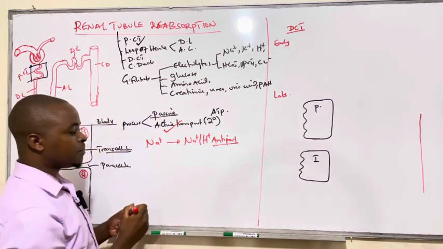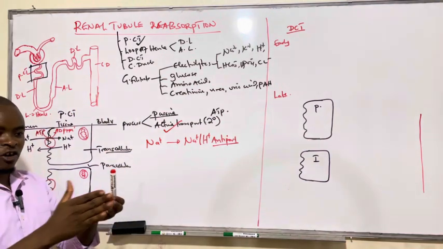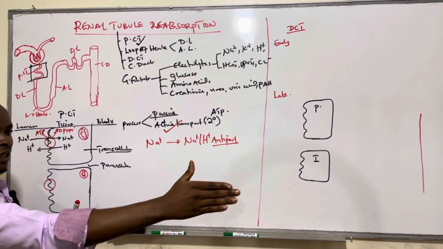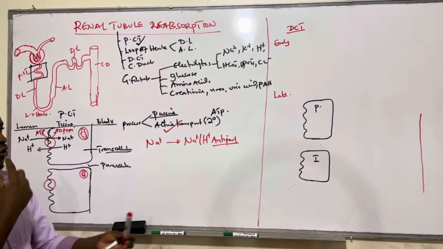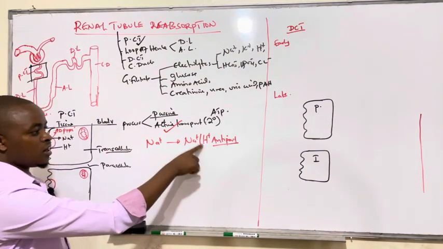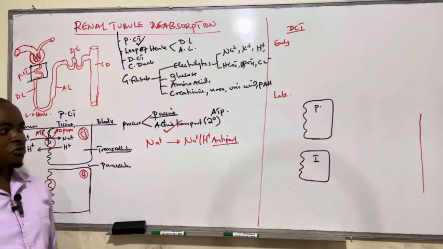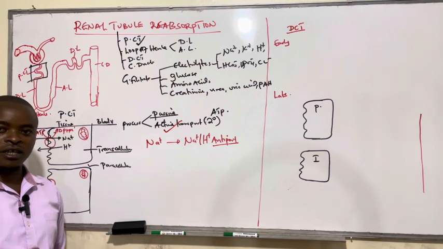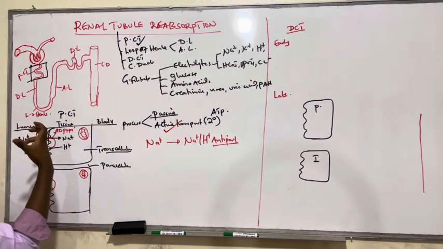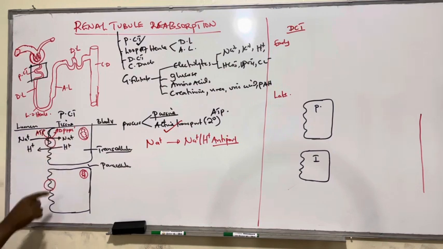We call it antiport because they are moving in opposite directions. We are seeing that as sodium is being reabsorbed, it is exchanging with hydrogen. So we call it an active transport known as the sodium-hydrogen antiport, which is a form of secondary active transport. That is how we are able to reabsorb. And we are seeing the majority of sodium being reabsorbed in the proximal tubule. This is substance number one, which is reabsorbed.